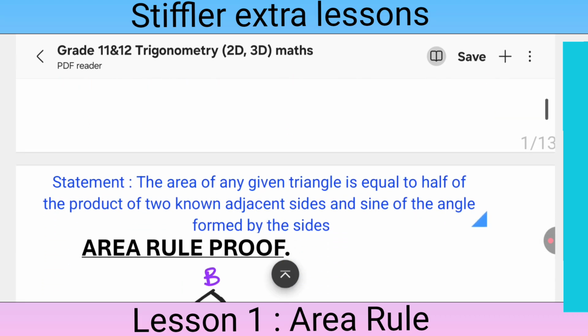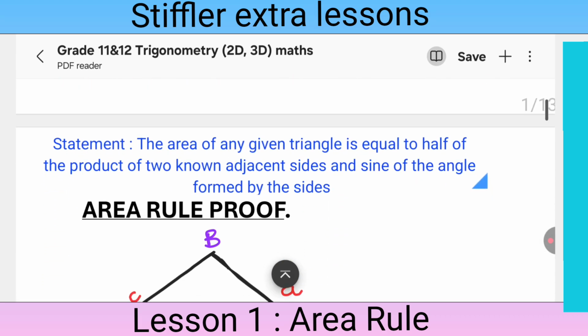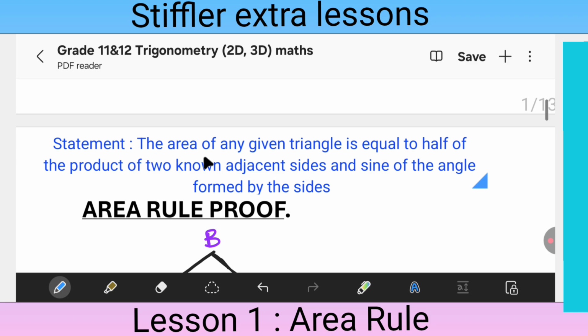So the area rule itself states that the area of any given triangle is equal to half of the product of two non-adjacent sides and sine of the angle formed by the sides. You can read that again. The area of any given triangle is equal to half of the product of two non-adjacent sides and sine of the angle formed by the sides.